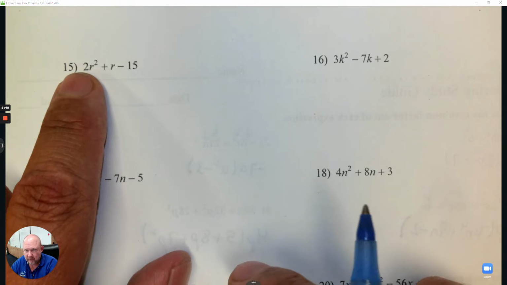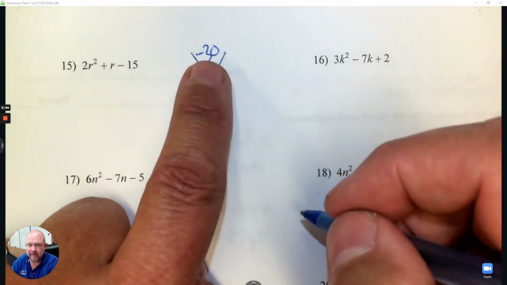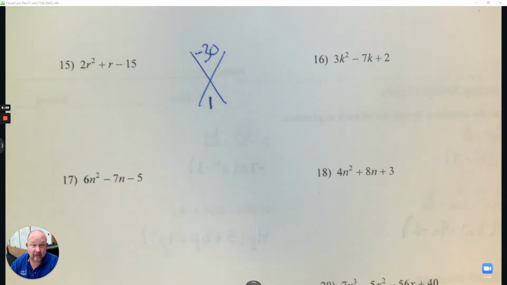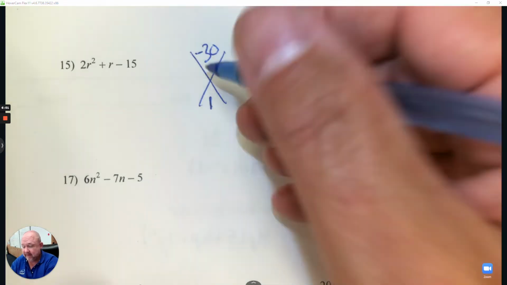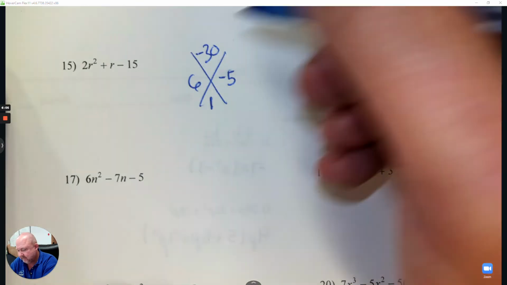All right, now these are not simple trinomials. So I need to go the first number times the last number. So 2 times negative 15, and then the middle number. And now we do the same work we just did, which is two numbers that multiply to negative 30 and add to 1. So that's going to be 6 and negative 5.